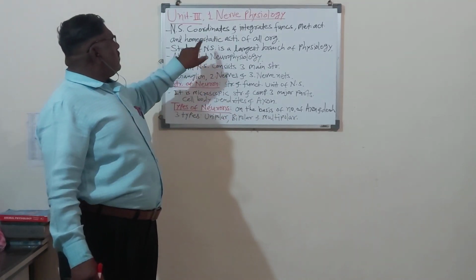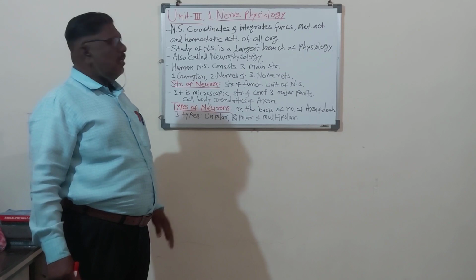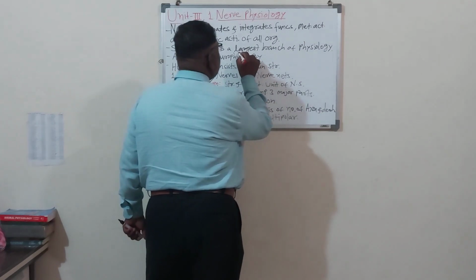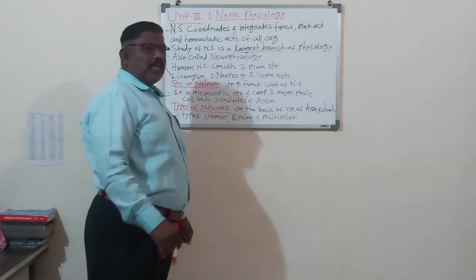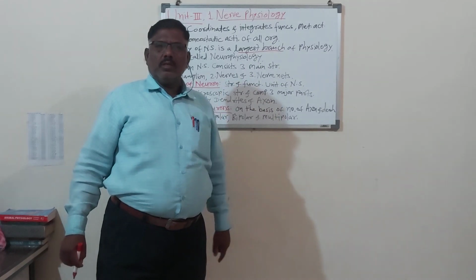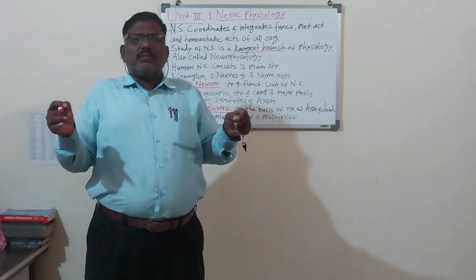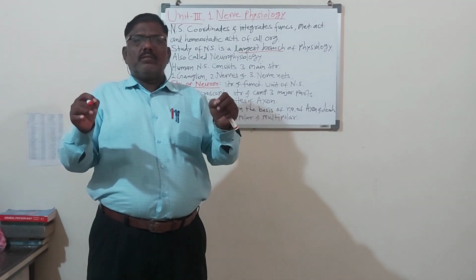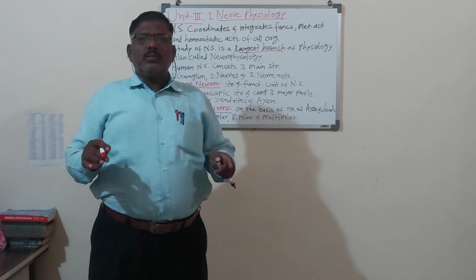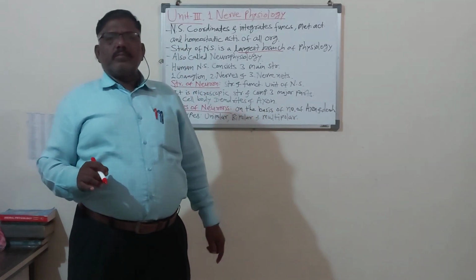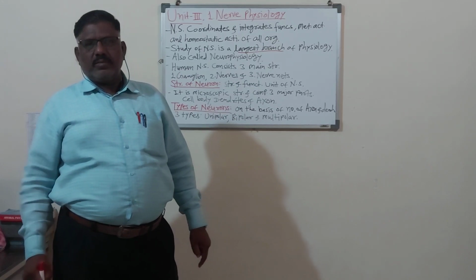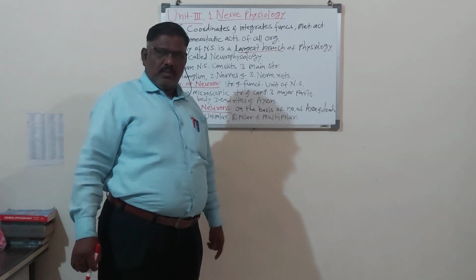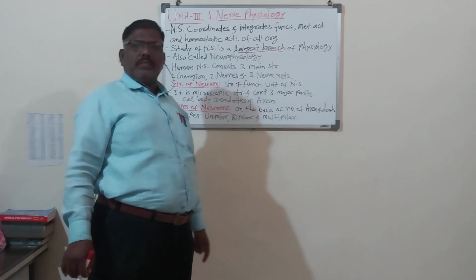Now, the study of the nerve system. The study of the nerve system is the largest branch. Remember, the study of the nerve system is the largest branch of physiology. Because in every organ, in every part of the body, up to the cell, in each tissue, to the smallest unit of the body, nerve connections are there. So it is the largest branch of physiology.